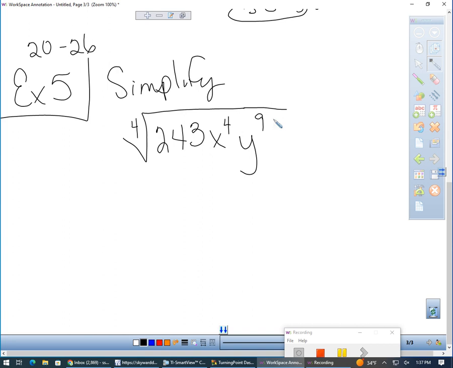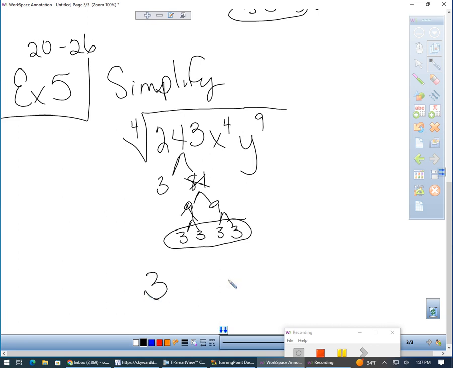All right, so if we're going to simplify this, first we have to break down 243, right? 243 is 3 times 81. 81 is 9 times 9. 9 is 3 and 3. And this 9 is 3 and 3. So do I have a group of 4 numbers altogether? Okay, so that group of 4 3s gets to come out. I have a 4th root. How many 3s are staying home?